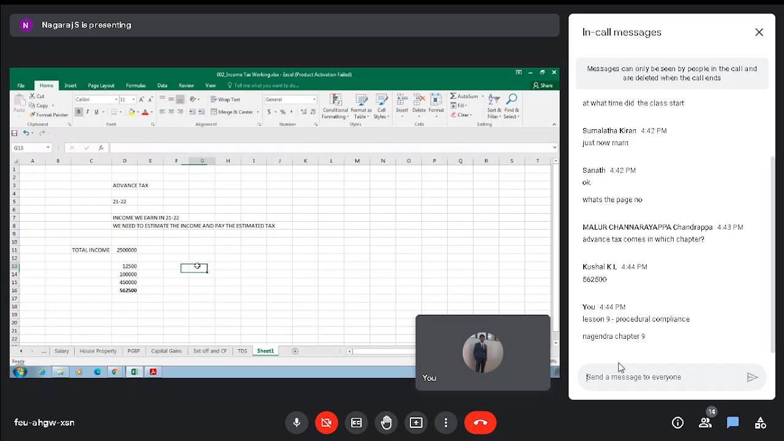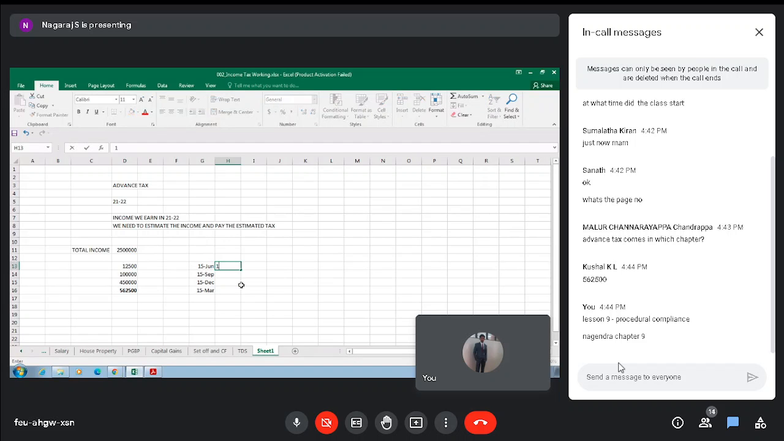The due dates are June 15th, September 15th, December 15th, and March 15th. You will have to pay this total tax in 4 installments.